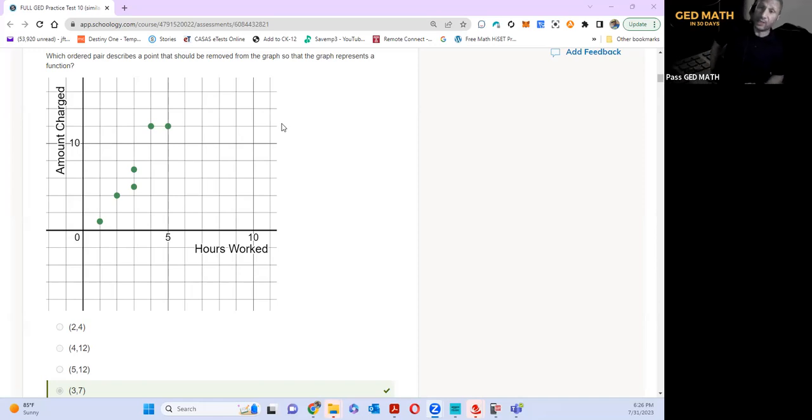Now, I'm not saying you won't have to do other things on AccuPlacer or a college entrance exam. For the GED, as far as I know, of course, there's no guarantee if they change the exam, but for the last 8 years, these are the only two things you have to do with functions.